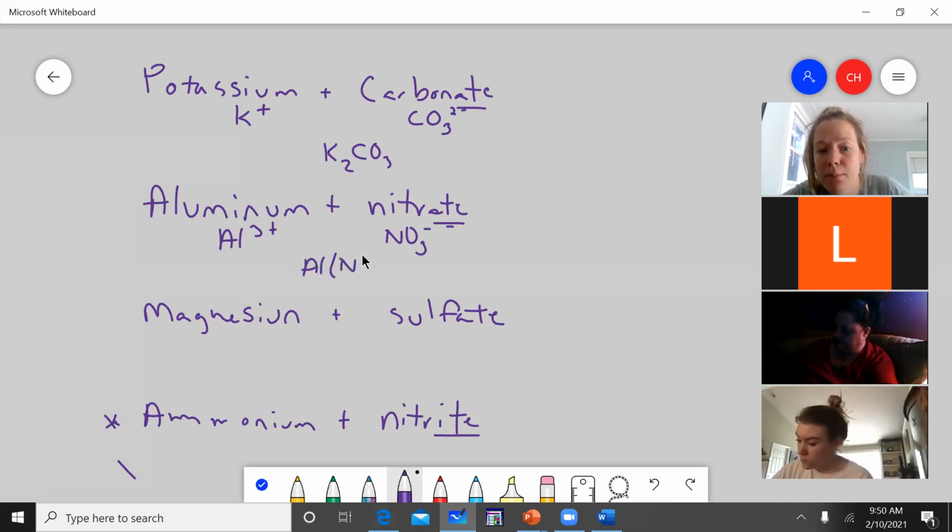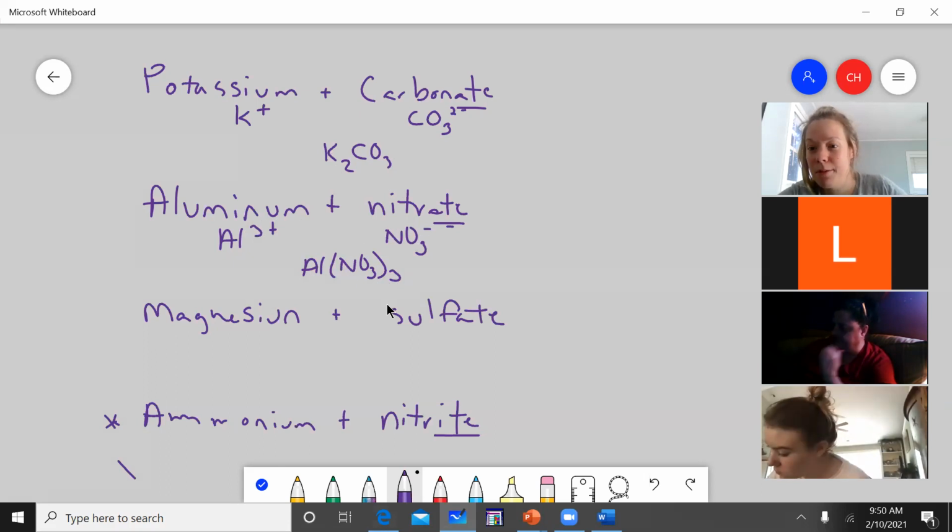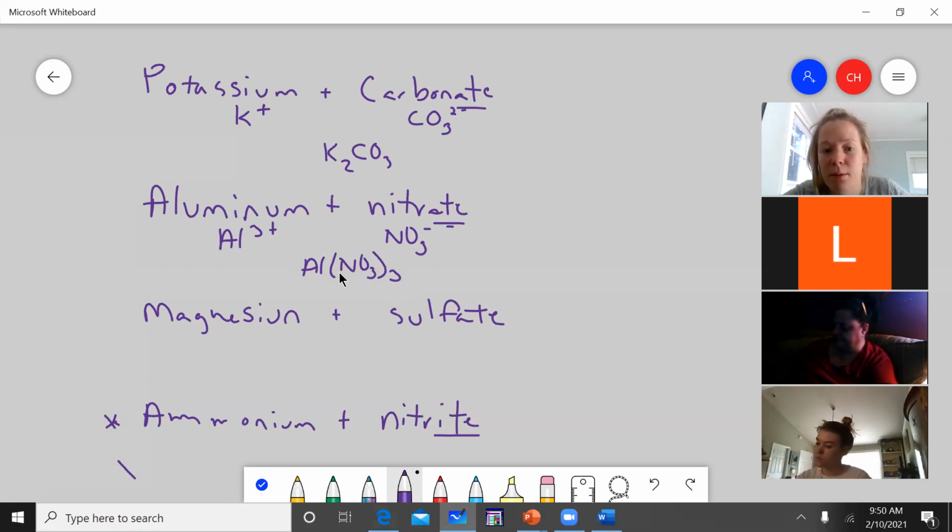So I'm going to put nitrate in parentheses. Anytime I have more than 1, I need to put parentheses around it and then put the 3 on the outside. Sometimes this bothers people because they're like, oh, there's a 3 here and there's a 3 here. What's going on? That's okay. Don't get stressed by that. Or if you see a 4 and a 4 or a 2 and a 2, you can double it up.